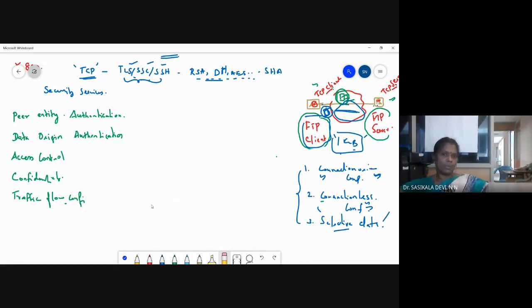So we have peer entity authentication, data origin authentication, access control, confidentiality, traffic flow confidentiality, and we have two more, that is data integrity. Data integrity is something different from confidentiality. For integrity, we need to ensure that the data received by the receiver is exactly the same as what was sent by the sender. It's not based on error correcting code or error detecting code. Coding techniques like CRC and Reed Solomon code provide reliability.